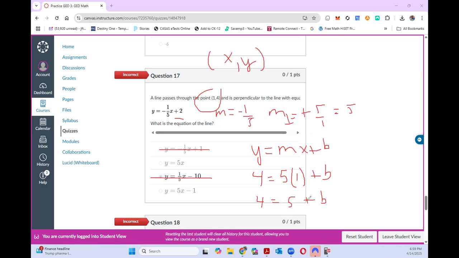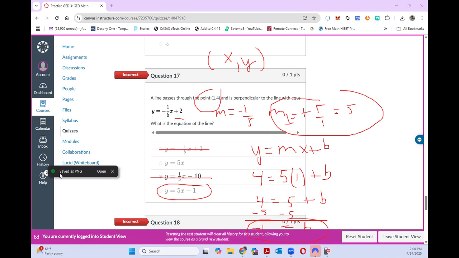How do I get b by itself? You minus the 5. Whatever I do on one side, I do to the other. What's 4 minus 5? Negative 1 is equal to b. So my y-intercept is -1, my slope is 5. What's my equation? Your equation is y equals 5x minus 1. Stop playing. You know how to do that problem. Yes, I know how to do it.